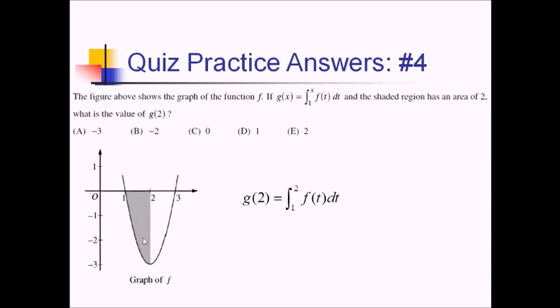Now, before you jump the gun and say, oh, that's 2, well, they said the shaded region has an area of 2, but when we say the integral is the area under the curve, we have to keep in mind where the x-axis is. If the x-axis is above the shaded region, and you're integrating from left to right, this is going to be negative area. Since that's negative area, the 2 does play a factor, but it's going to be -2, not +2. So that would be choice B then.